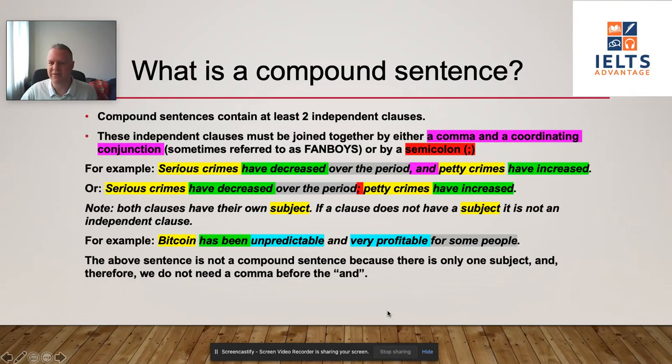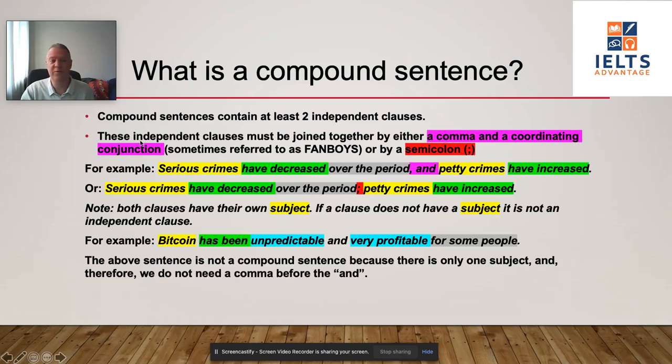So what is a compound sentence? Compound sentences are when you start joining two simple sentences or two independent clauses. These independent clauses must be joined together by either a comma and a coordinating conjunction. So you'll see here, comma and. If you're worried about coordinating conjunctions, we're going to cover that in the next slide. I thought it would be easier to cover compound sentences first, and then we'll have a look at what the different conjunctions are. So there are three ways.